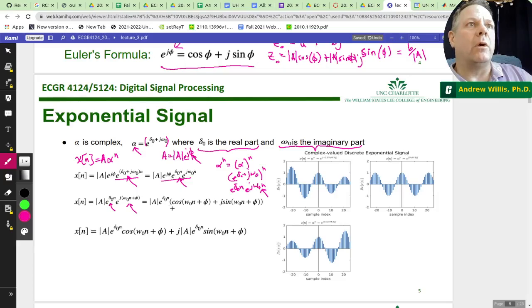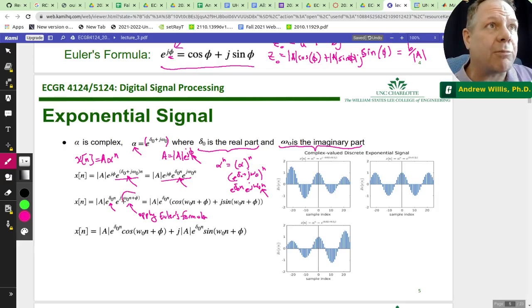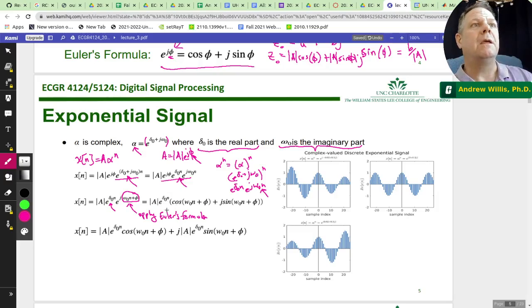And now we're going to rewrite that. We apply Euler's formula. So e to the j omega naught n plus phi. Well, if we look at just up here, when you have phi, you get cosine of phi plus j sine phi. Now phi has a whole new value. It's this entire expression. So now we write this down as a times e to the delta naught multiplied by n, and now we have cosine of omega naught n plus phi plus j sine of omega naught n plus phi.